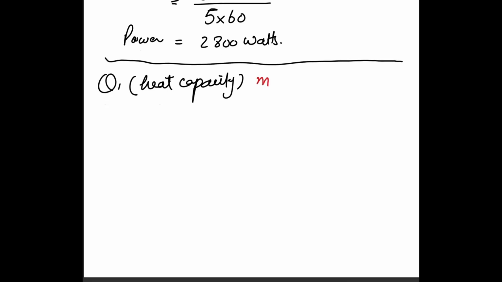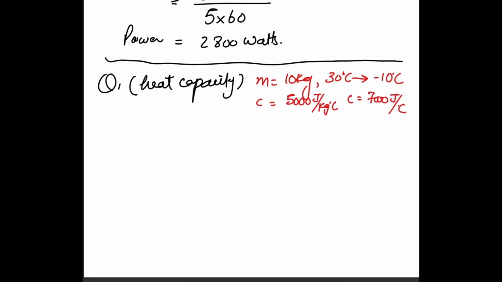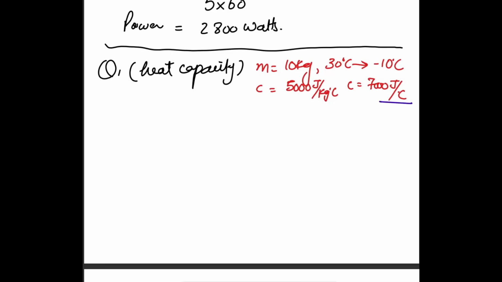So let's say that a block of mass 10 kg is given to you and you want to decrease its temperature from, let's say, 30 degrees to a temperature of minus 10 degrees. The specific heat capacity is given to you as 5000 joules per kg degree centigrade, and the heat capacity is given to you as 7000 joules per degree centigrade. Now I know that my heat capacity has no kg in it, and my specific heat capacity does have a variable of kg in it.